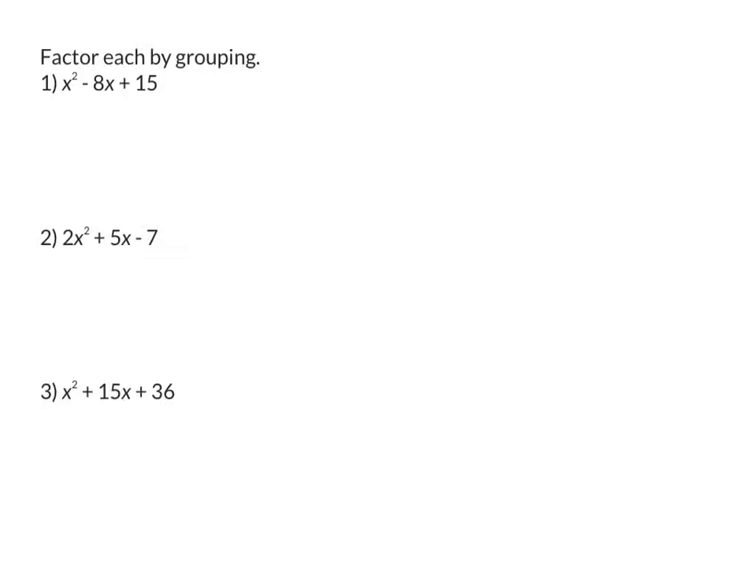To factor number 1, x squared minus 8x plus 15 by grouping, we're going to find numbers that multiply to make 15 and numbers that add to make negative 8. So numbers that multiply to make 15 include 1 times 15, 3 times 5. Those are it. They multiply to make 15. But none of these add to negative 8. They all add to positive 8.